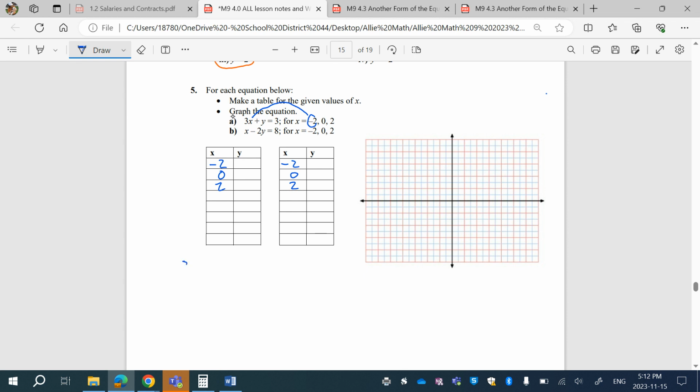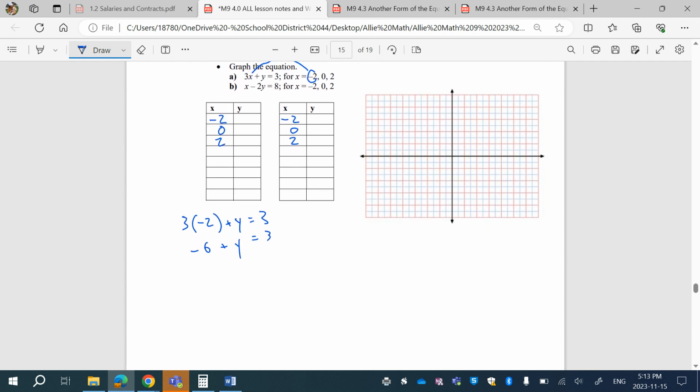So let's go 3 times negative 2 plus y equals 3. So that's going to be negative 6 plus y equals 3. Oh, that's a 3, not a y. Let me scroll. And then to get the y by itself, we need to add 6 on each side. So we get y equals 9. So that's for negative 2. Then when it's 0, we have 3 times 0 plus y equals 3. So that ends up being y equals 3.